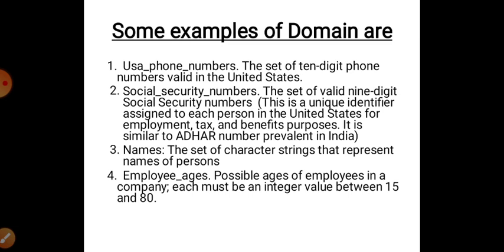Names. The set of character strings that represent names of persons. Fourth, employee ages. Possible ages of employees in the company. Each must be an integer value between 15 and 80. That means, students, we can employ a person if his age is 15 minimum and 80 maximum.